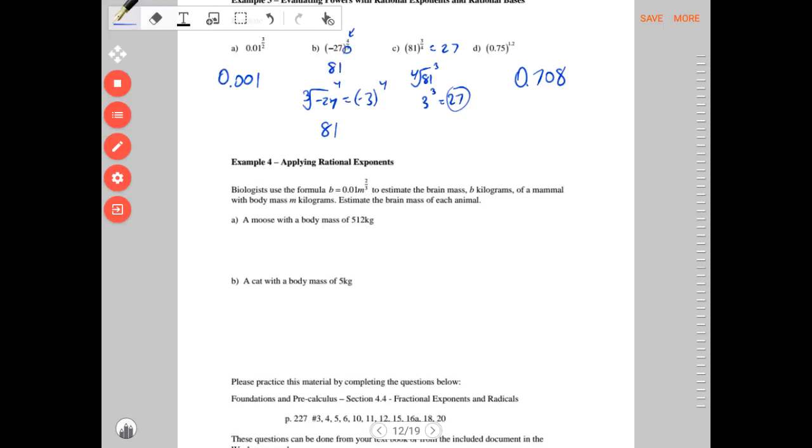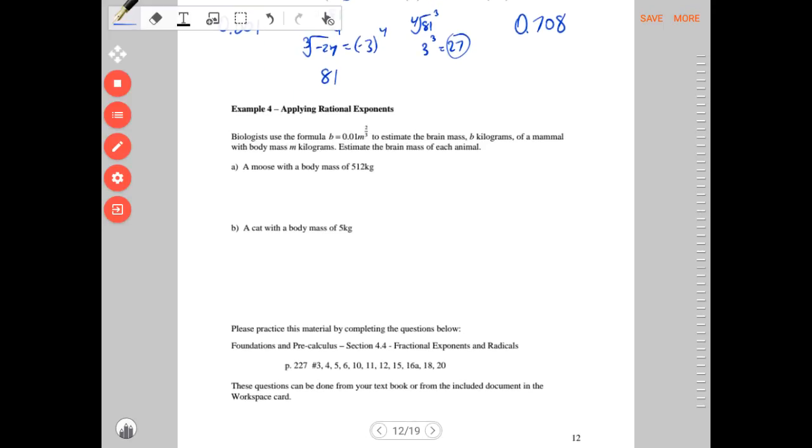Example 4, applying rational exponents. Biologists use the formula B equals 0.01 m to the 2/3 to estimate the brain mass, B kilograms, of a mammal with a body mass of m kilograms. Estimate the brain mass of each animal. Let's say a moose has a body mass of 512 kilograms. So its brain then is going to be 0.01 times 512. When I substitute, I put brackets around that just so that I know that this is what the m was, and then to the 2/3.